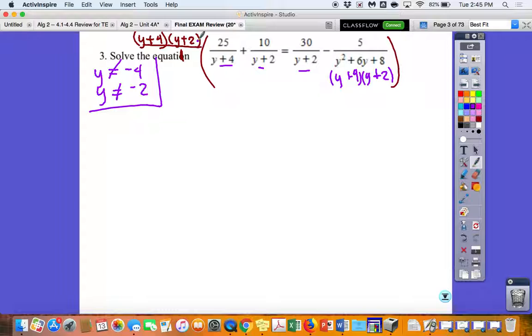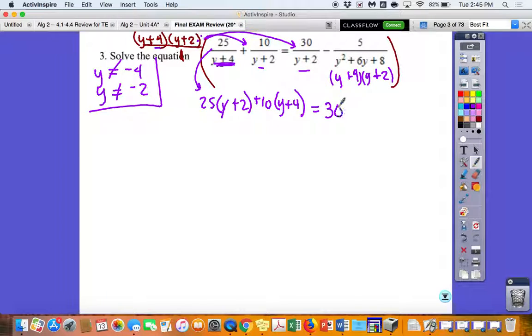Okay, so when I multiply that times my first fraction, the y plus 4s actually cancel out. And you are only left with the 25 on the top of that fraction times, it's the other term, the other factor, y plus 2. Now you move to the next one, and the y plus 2s would cancel out, and you're left with the 10 times, what is that? The other one, y plus 4. All right, bring down your equals, and you just keep on going.